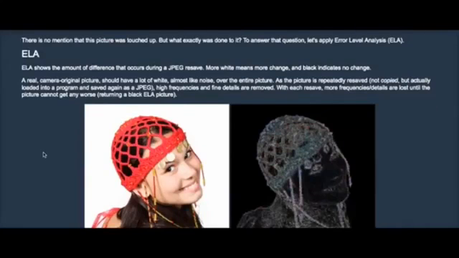So the ELA shows the amount of difference that occurs during a JPEG resave. More white means more change, and black indicates no change. This is where I get confused, because if I see black, that means okay, well it must be a good image, right? And let's read further. A real camera original picture should have a lot of white, almost like noise, over the entire picture. As the picture is repeatedly resaved, not copied, but actually loaded into a program and resaved again as a JPEG, high frequencies and fine details are removed. With each resave, more frequencies/details are lost until the picture cannot get any worse, returning a black ELA picture.